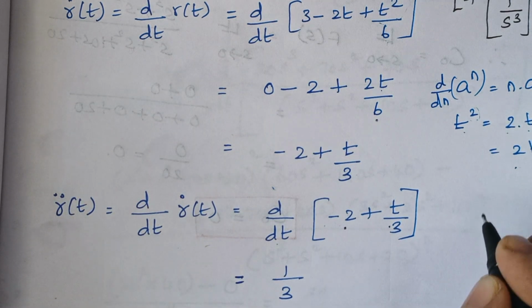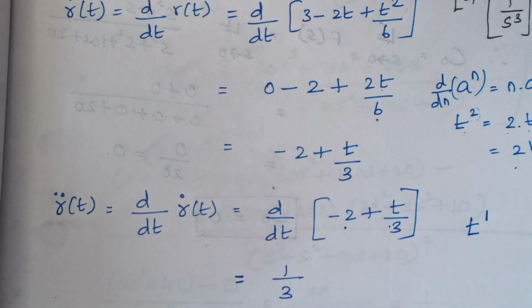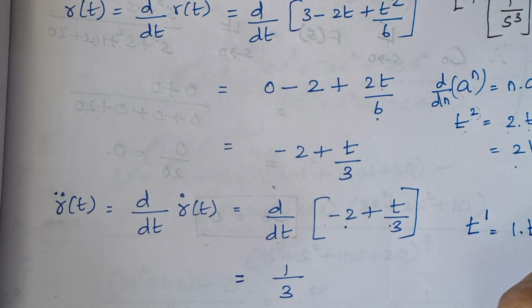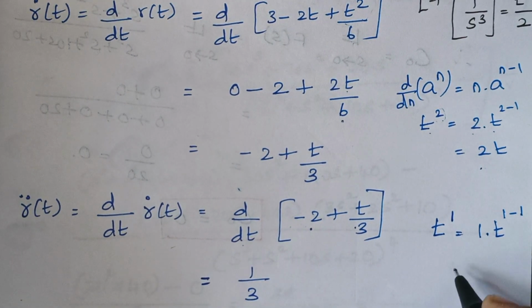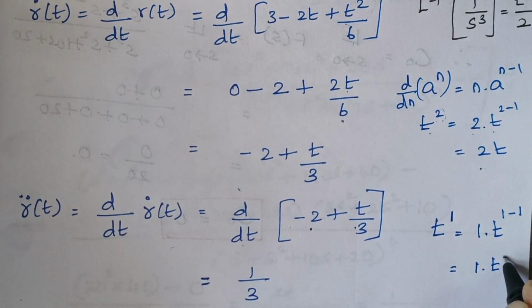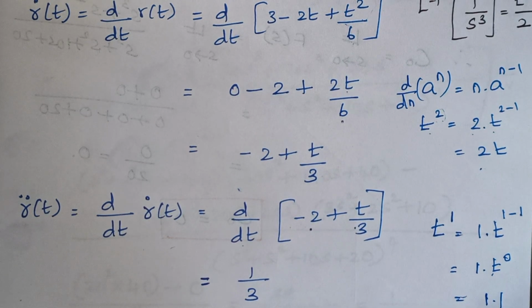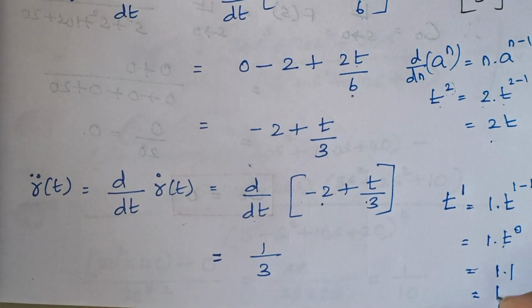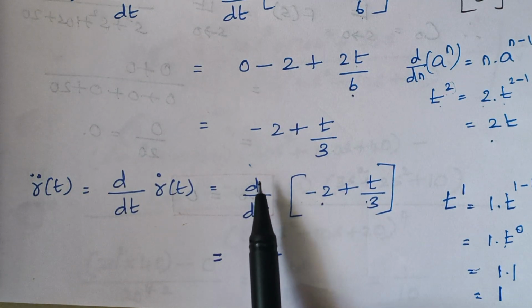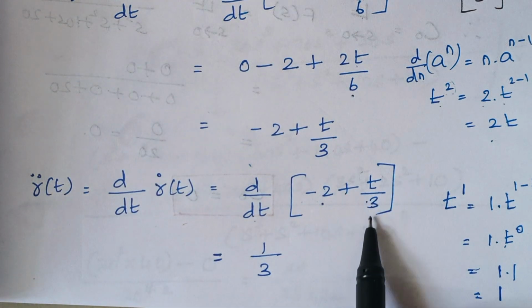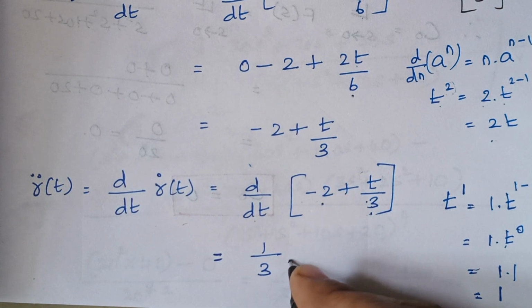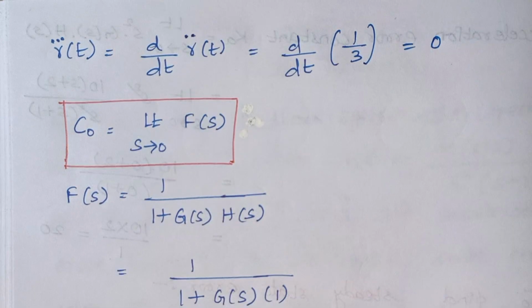Whereas when you differentiate t, so this is your t to the power 1, right? So the formula is n into t to the power n minus 1. Here the n is 1. So here I am writing this as 1 minus 1, which is nothing but 1 into t to the power 0. So anything to the power 0 is nothing but 1. So 1 into 1 is equal to finally 1 here. So while differentiating d by dt of t by 3, the value of t becomes 1 here, and here I am having denominator as 3. So the final answer is 1 by 3, right?